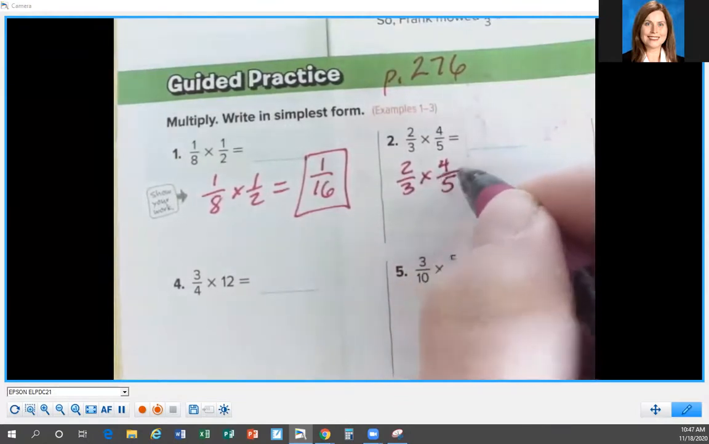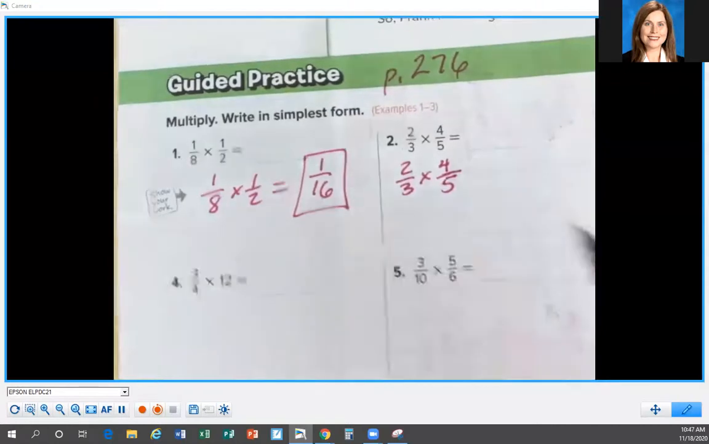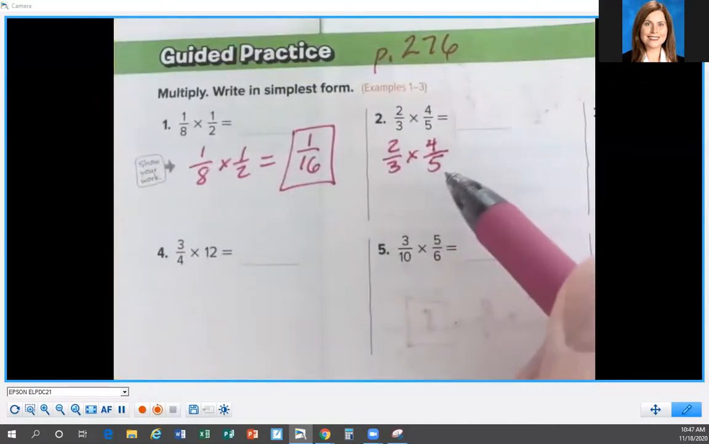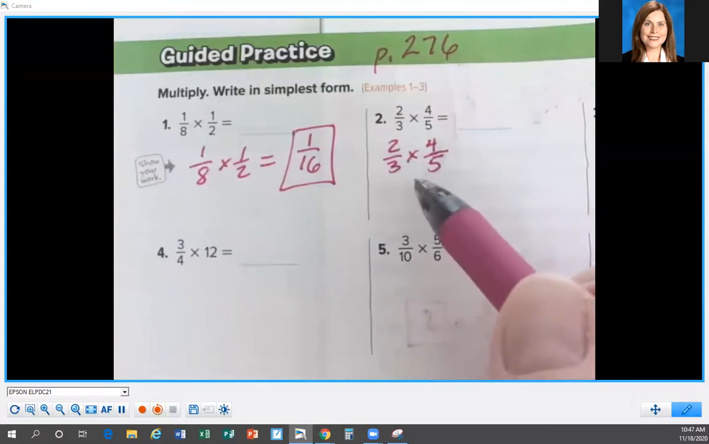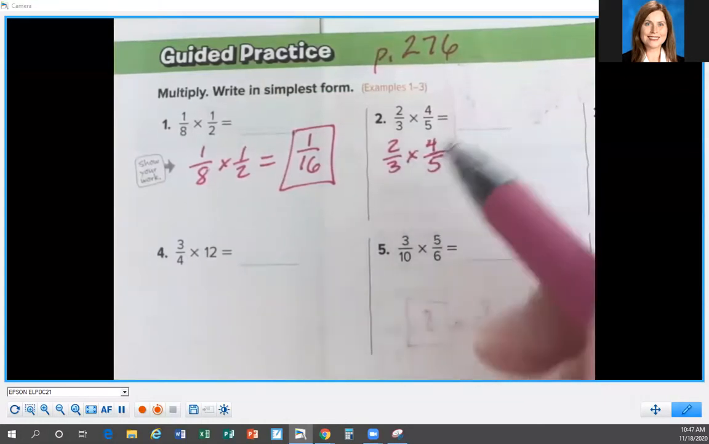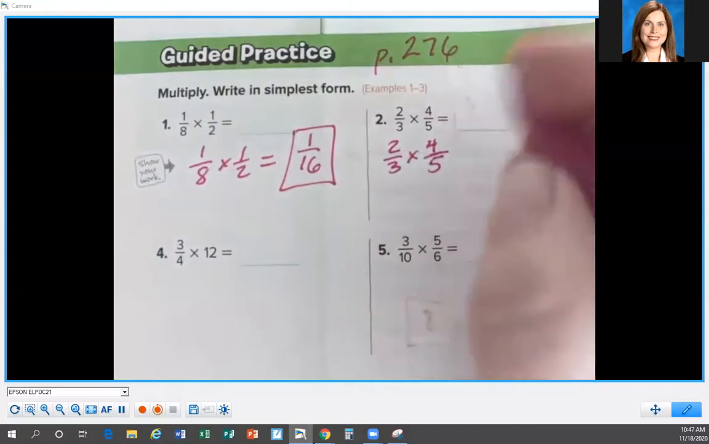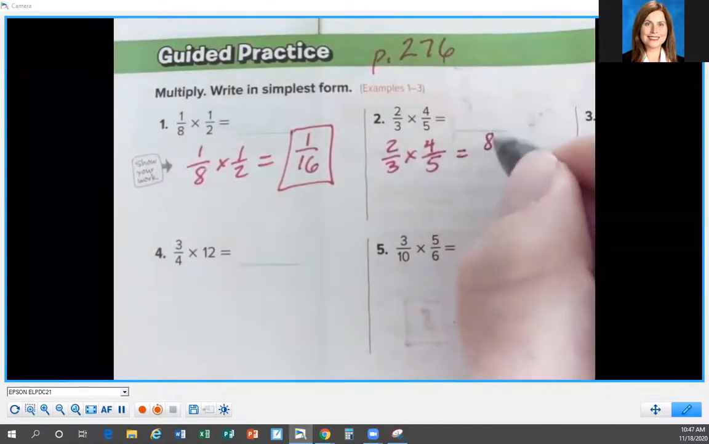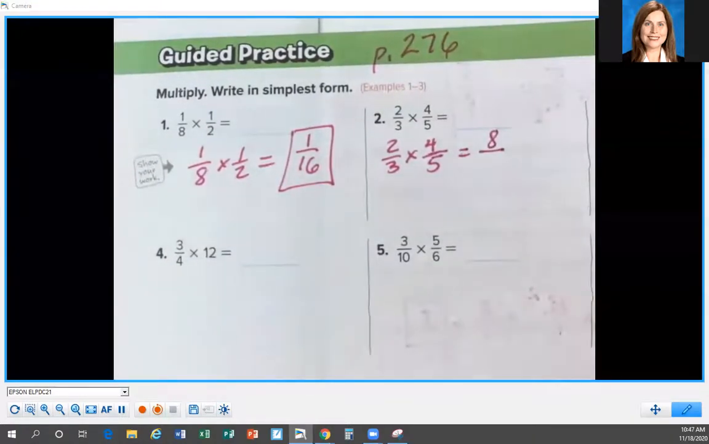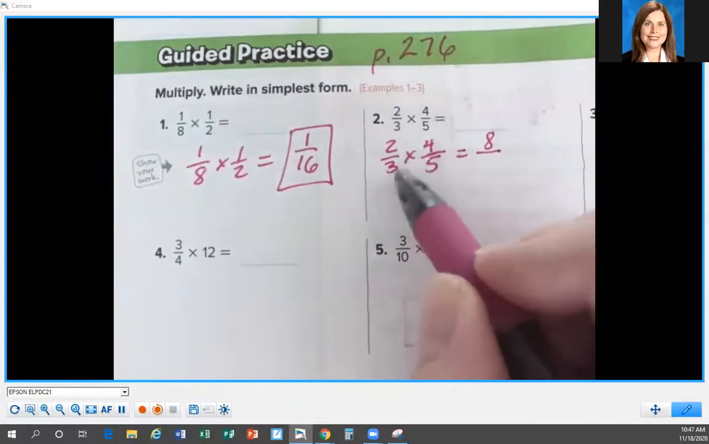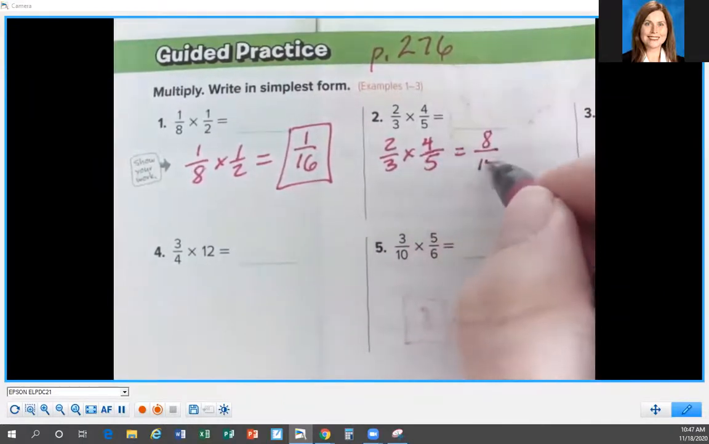Okay, so again, we're going to check for cross canceling. 2 and 5 do not have any common factors, so we cannot cross cancel there. 4 and 3 do not have any common factors, so we cannot cross cancel there. So we just multiply numerator times numerator. 2 times 4 is 8. And denominator times denominator. 3 times 5 is 15.